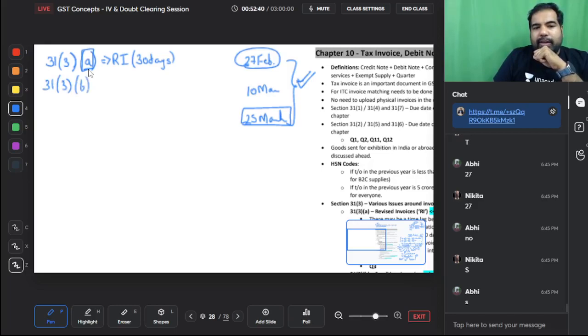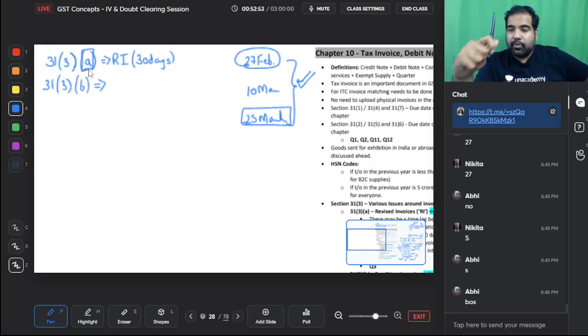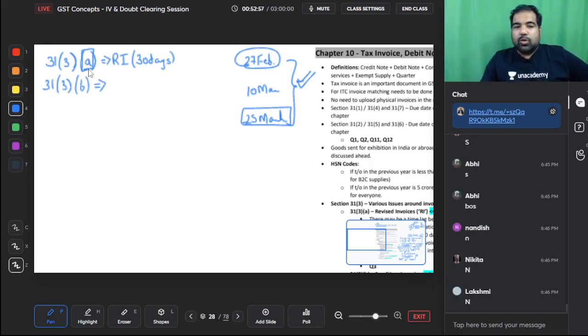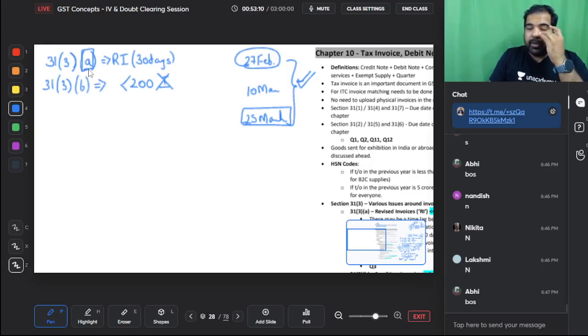31(3)(b). If you are very busy, let's say you're a stationery shop owner and so many people come to buy one pen, one small booklet, one small thing for 10 rupees, 20 rupees. Whenever you last bought a pen, did you get a tax invoice for that pen? No. So if you are very busy and you have a lot of these small items, the government says, listen, if the value is less than 200, then you don't need to issue an individual invoice. You can issue a consolidated invoice at the end of the period, that is, the end of the day.